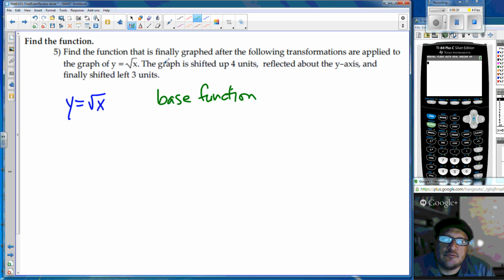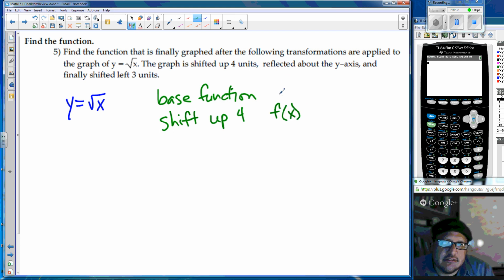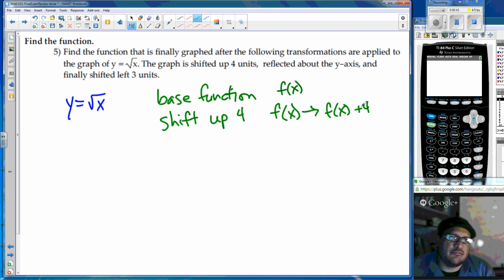We're going to transform this first by shifting it up. Shift up 4. Now the way you do this is f of x, this is f of x, their base function, goes to f of x plus 4. This will shift it upwards by 4.